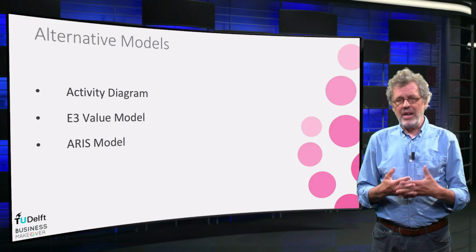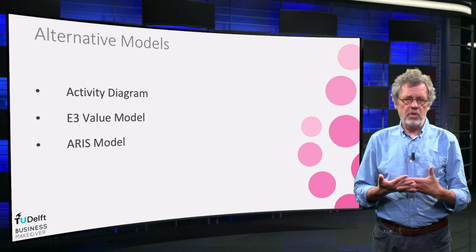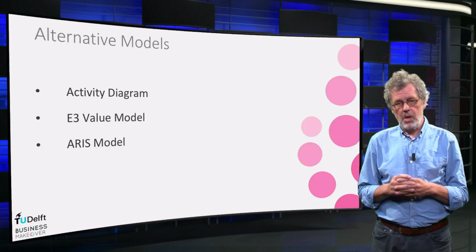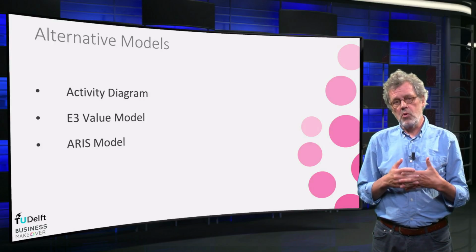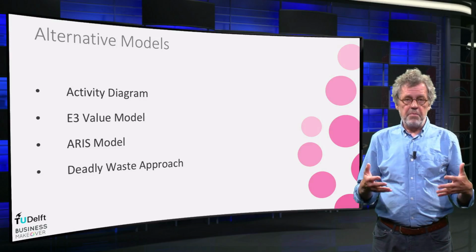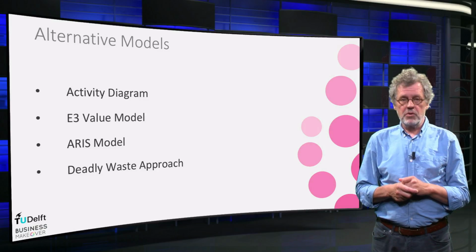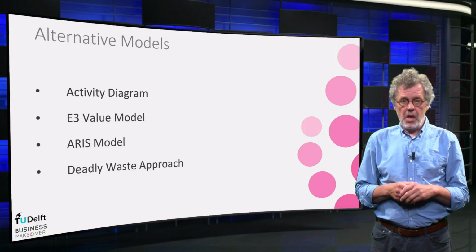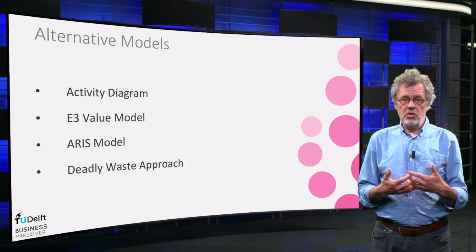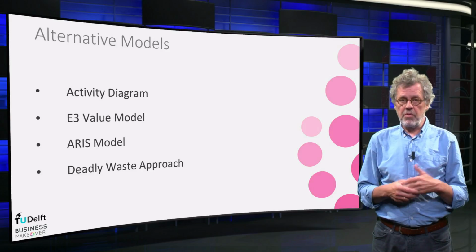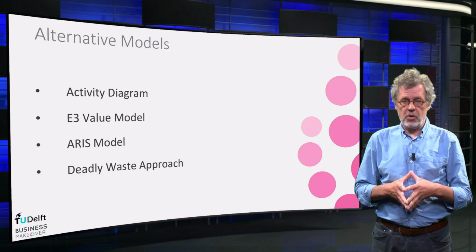The third one actually concerns a broader set of models that are related to business process modeling and business process management. We will discuss only one of them more specifically, the ARIS model. And the final one is a very practical one, the deadly waste approach. This tool is developed by members of the Business Makeover team. We only provide short introduction to these approaches with a focus on the pros and cons. We will provide links to some of the models via the platform.